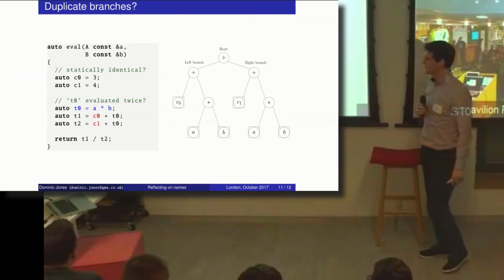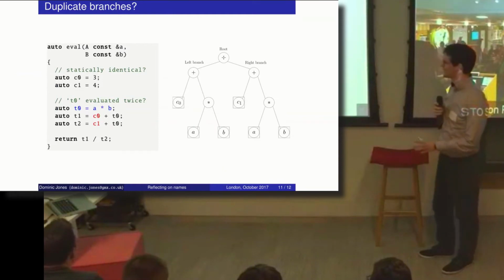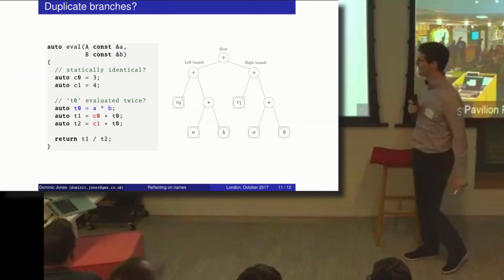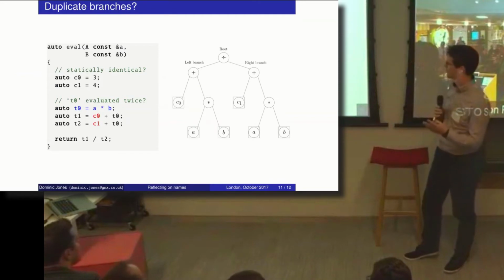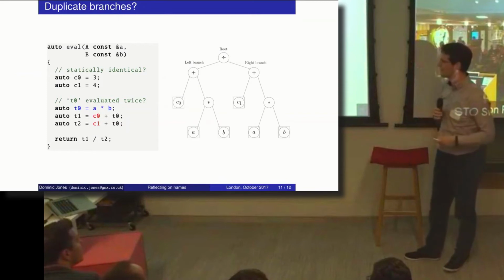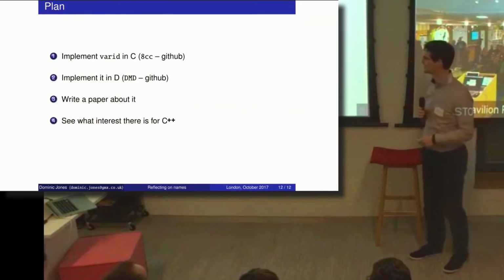The other issue is, can I somehow avoid this T0 being evaluated twice? Well, I have to be able to match branches. Anyway, this is the hard problem I'm trying to solve. Comments afterwards would be greatly appreciated.